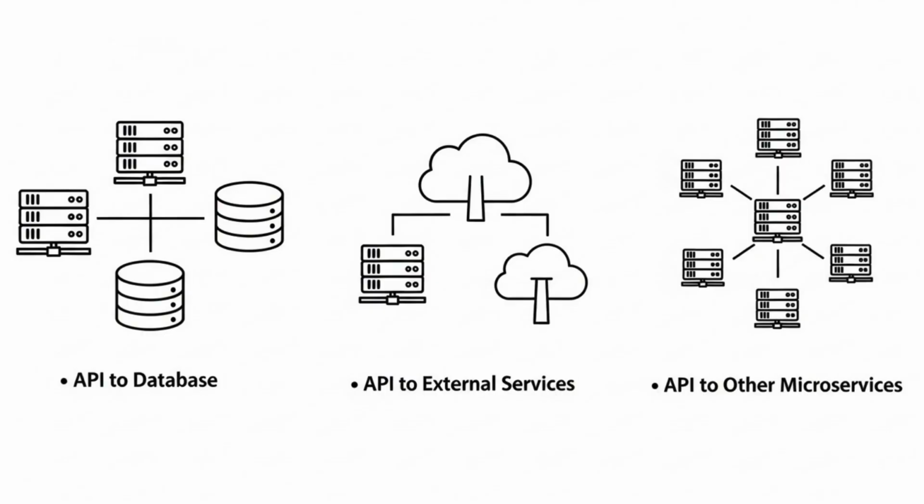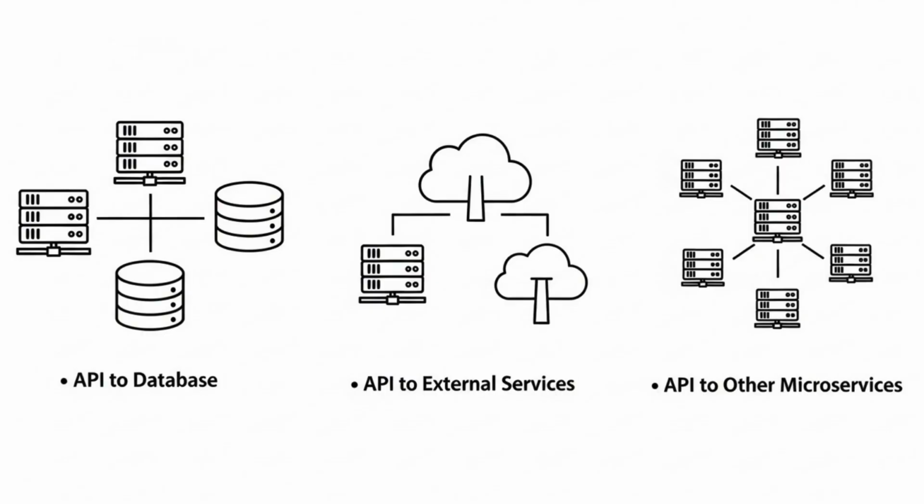Finally, especially in a microservices architecture, you'll encounter API to other microservices integration. Here, one of your services might depend on another internal API. Integration tests confirm that these internal API calls are working as intended, ensuring seamless communication across your distributed system. Understanding these distinct types helps you structure your testing strategy effectively.